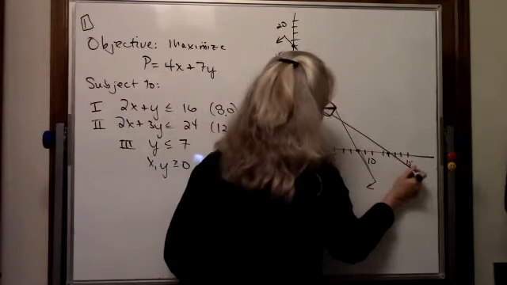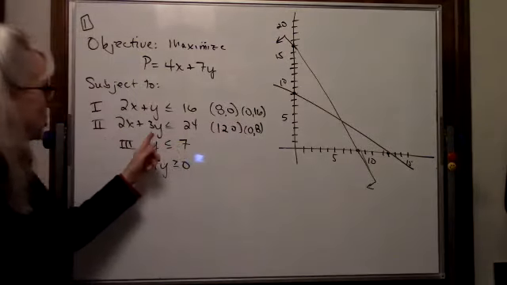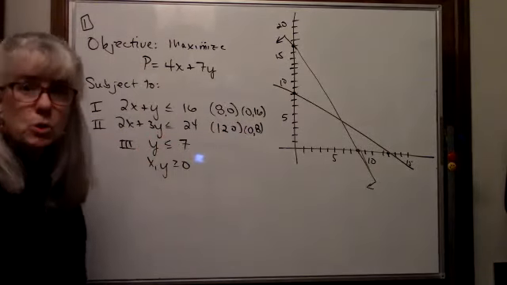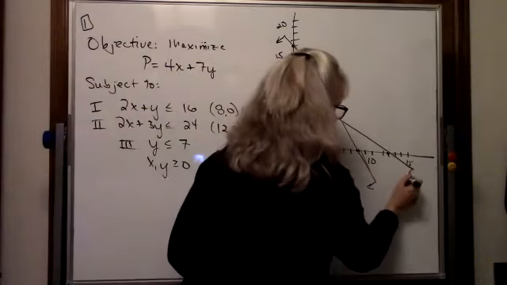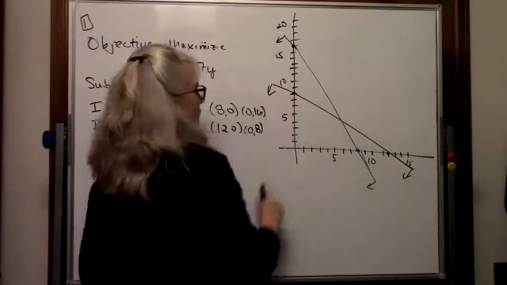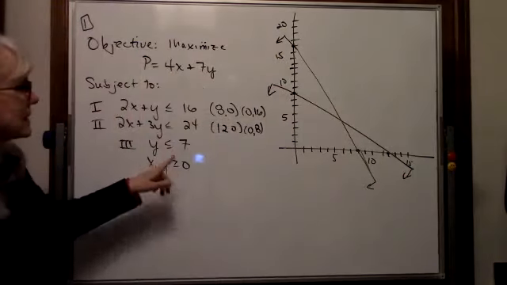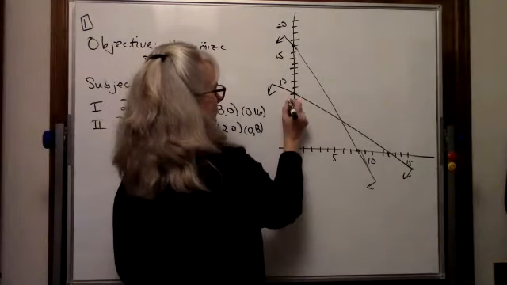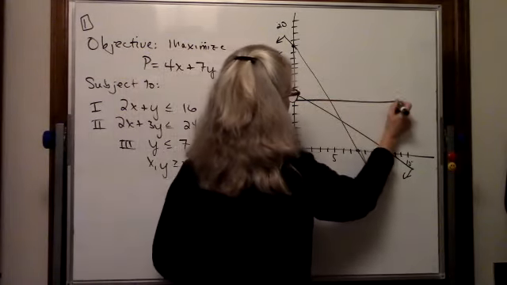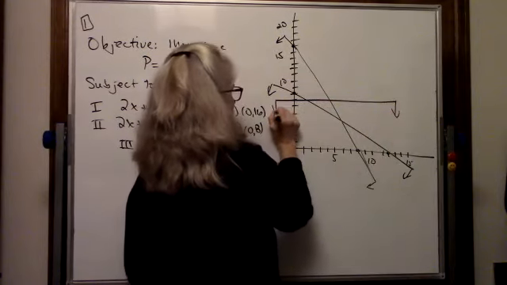That was a little straighter. If we test this one again using the origin, 0 is less than or equal to 24, a true statement, so it also shades towards the origin. We also have y is less than or equal to 7. So this was at 8, this is at 7. It's a horizontal line, and smaller than 7 would point down.